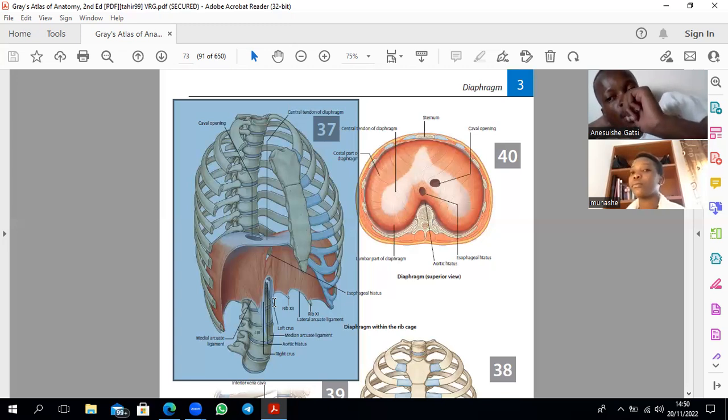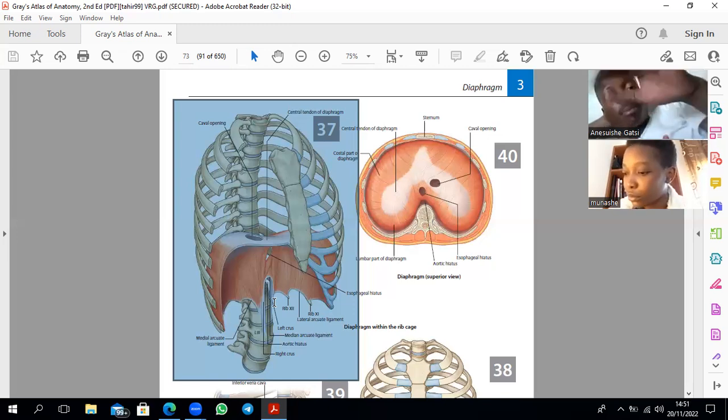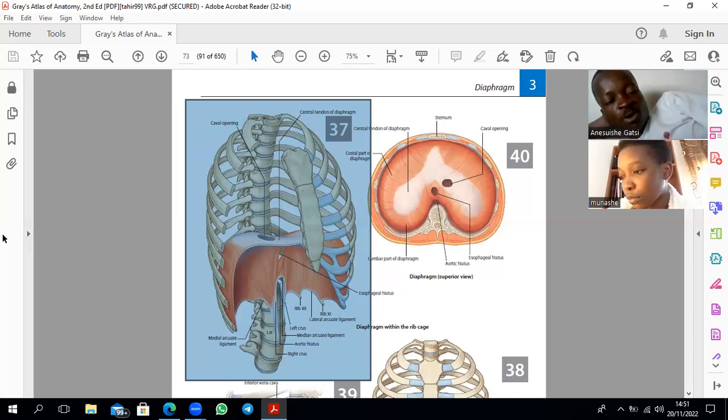Okay. So we also said it will give you branches for thoracic structures: esophageal branches, bronchial branches. The thymus is there, so it gives you thymic branches and so forth. But I don't want you to stress about those ones.